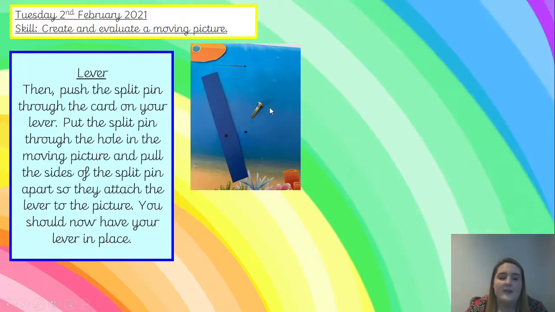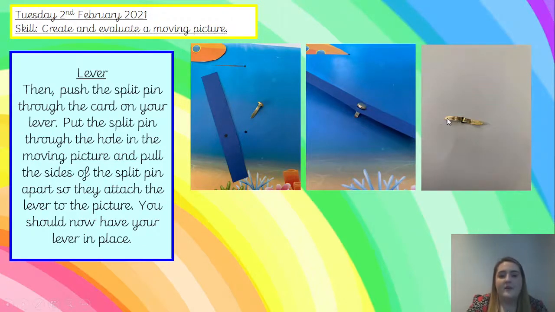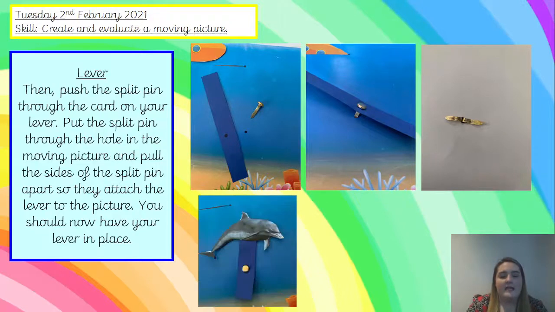You're going to put the split pin through the hole in the card, and then through the hole in your paper, like so. So you've got it through the card and then through the paper. And then I have unfolded the two parts of my split pin so that it is attached. It won't fall back out, okay? It's attached to the paper. And then you should have your lever in place. So I can then move my dolphin from side to side using this little bottom bit here of the lever. And it just moves side to side.